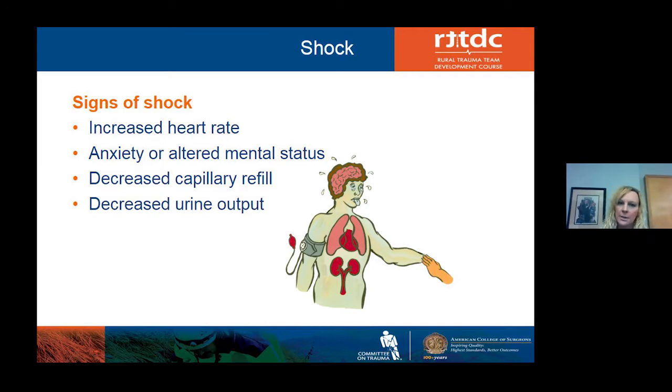So anxiety, altered mental status, some of them have underlying dementia, delirium, different types of things, could be on medications that are going to alter their mental status. So you have to keep those things in the back of your head when you're seeing these patients. Decreased capillary refill, very easy to do on your physical exam. And decreased urine output. So if you do have a Foley catheter in, urine output actually is a great way to assess the response of your resuscitation and your treatment of the patient's shock. So if you do have that ability, definitely put a catheter in, that way you can monitor the response.